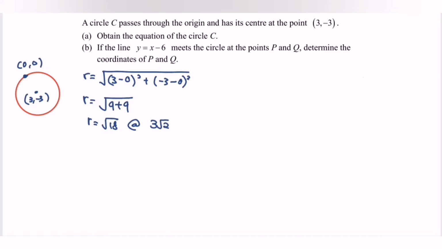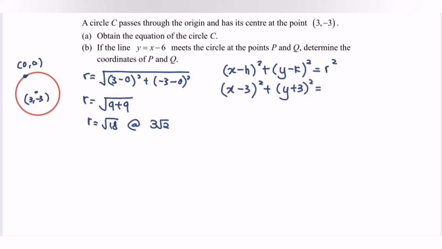Next, we have the formula for the equation of the circle, the standard form: (x minus h) squared plus (y minus k) squared equals r squared. Kindly substitute the center and the radius. So here we have (x minus 3) squared plus (y plus 3) squared equals r squared, where we have 18. So here we have the standard form of the equation of the circle.